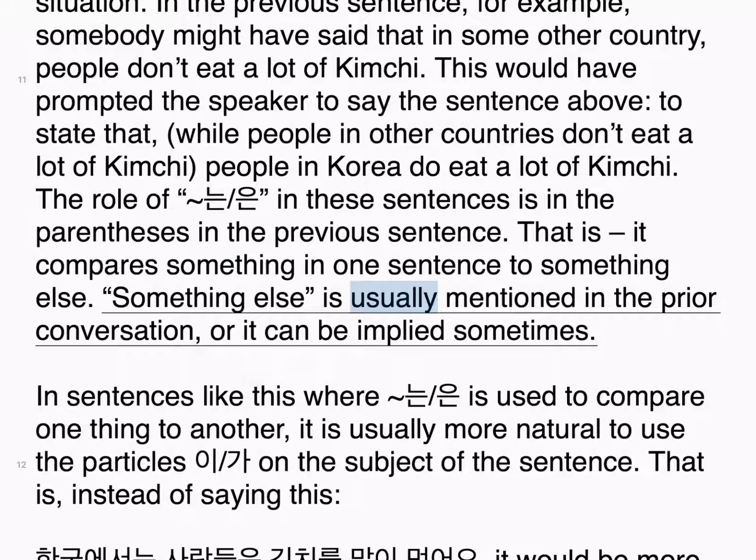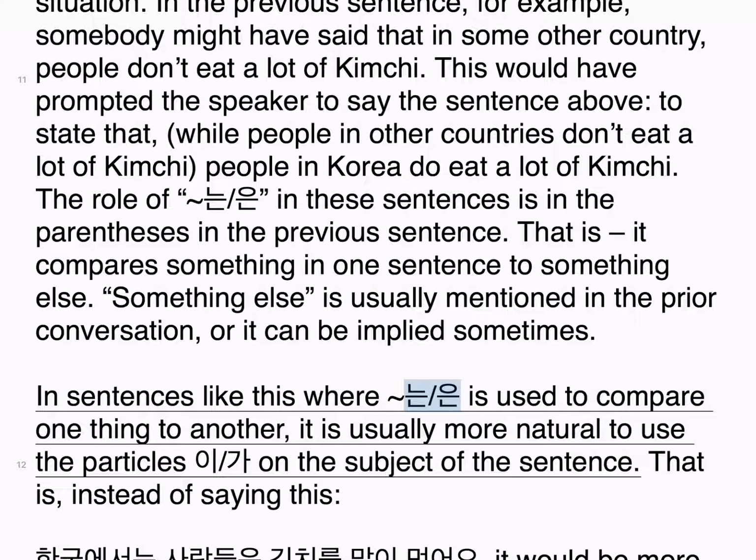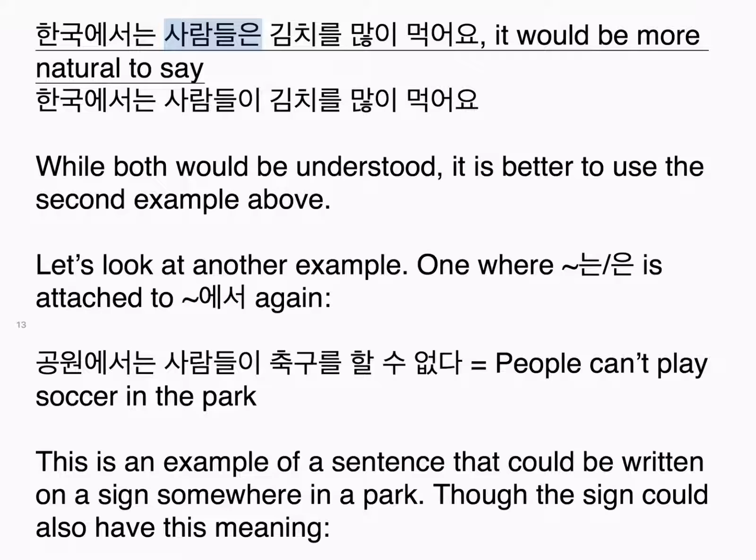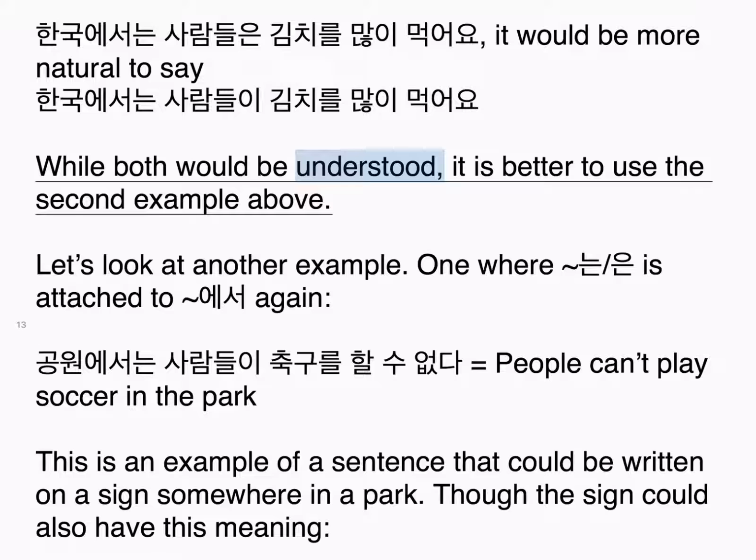Something else is usually mentioned in the prior conversation, or it can be implied sometimes. In sentences like this where 는 is used to compare one thing to another, it is usually more natural to use the particles 이/가 on the subject of the sentence. That is, instead of saying this, 한국에서는 사람들은 김치를 많이 먹어요, it would be more natural to say, 한국에서는 사람들이 김치를 많이 먹어요. While both would be understood, it is better to use the second example above.